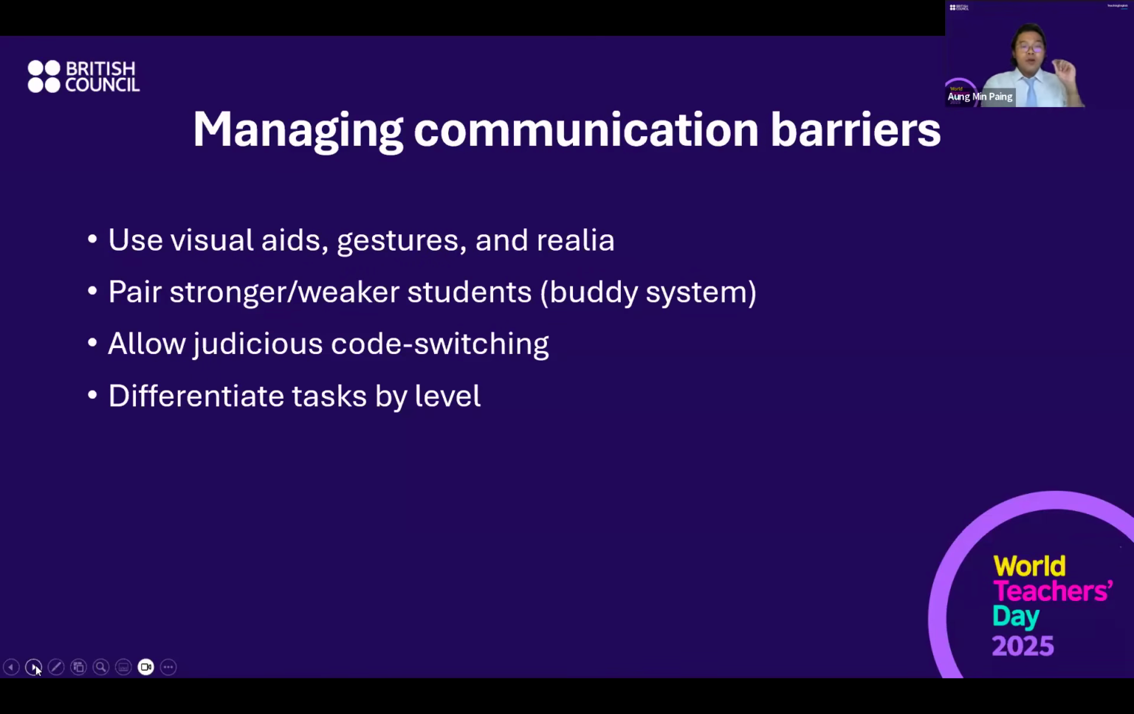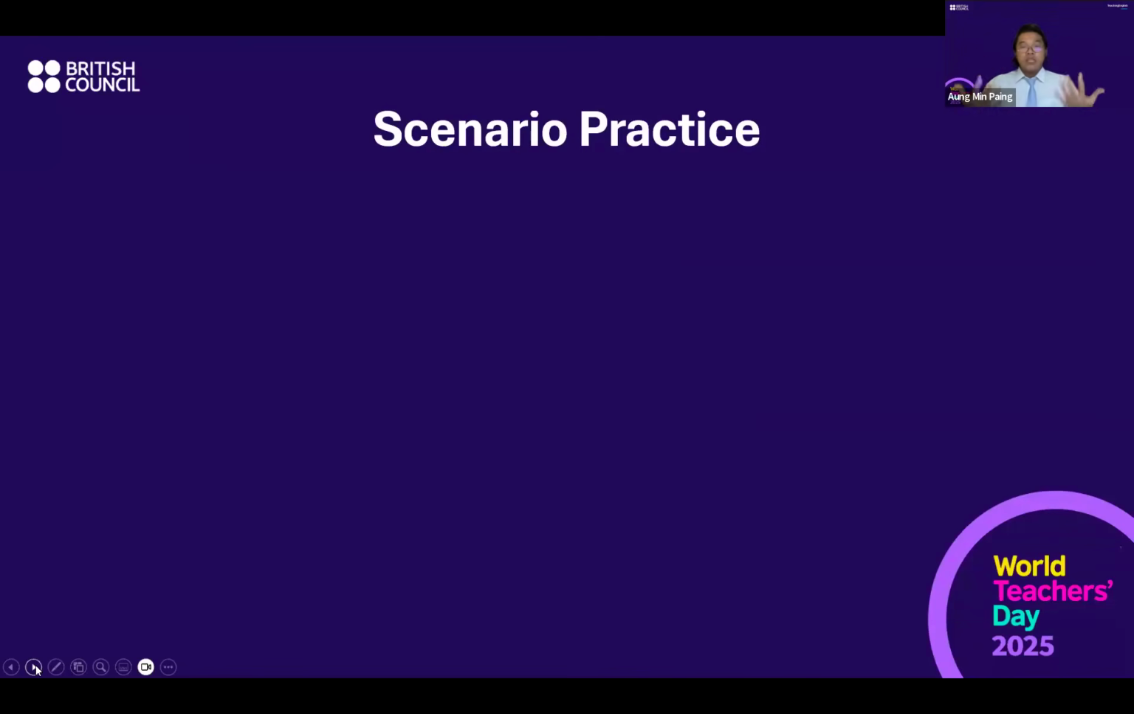Right. So here are four ways that we'll be able to generally manage the communication barriers. Now let's do scenario practice, because I just want you to think more about what could be the ways that we'll be able to apply.